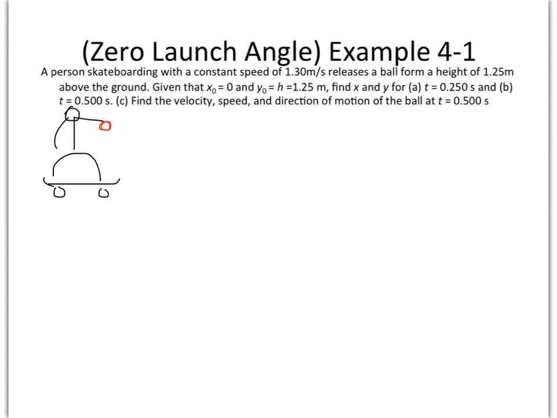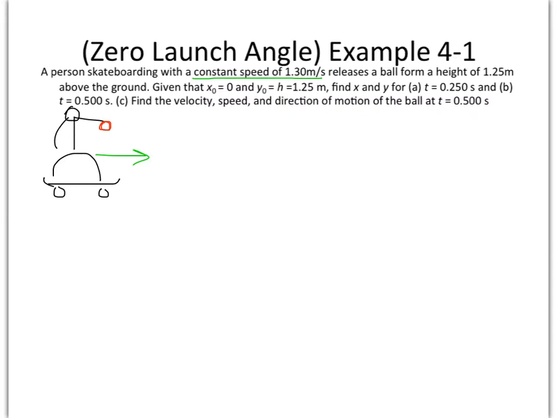So why is it a skateboarder? Why isn't it just a regular person standing right there? Well, the assumption is that the skateboarder is moving. He's rolling in the horizontal direction, and that horizontal direction, that constant speed, is 1.30 meters per second. That's going to be the initial velocity of the ball as it is released.